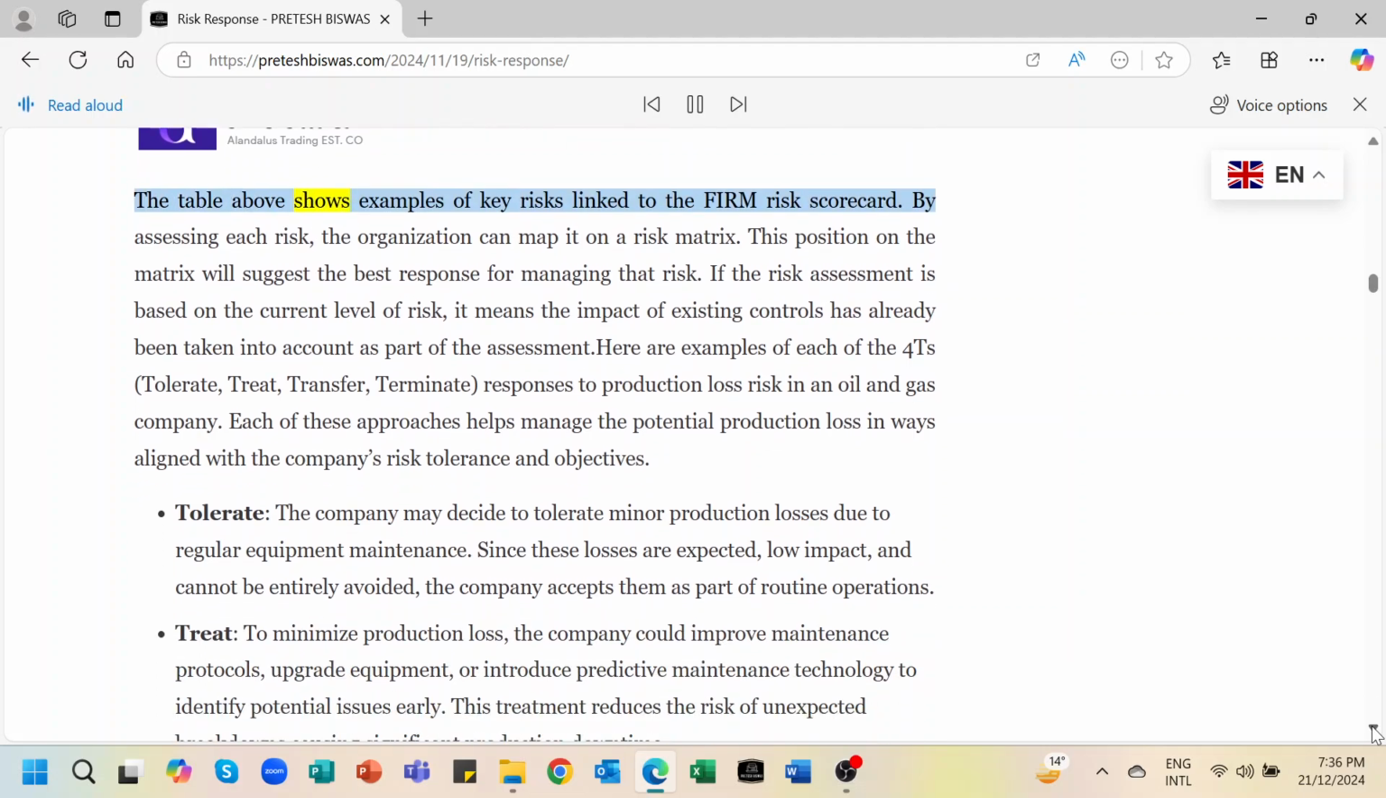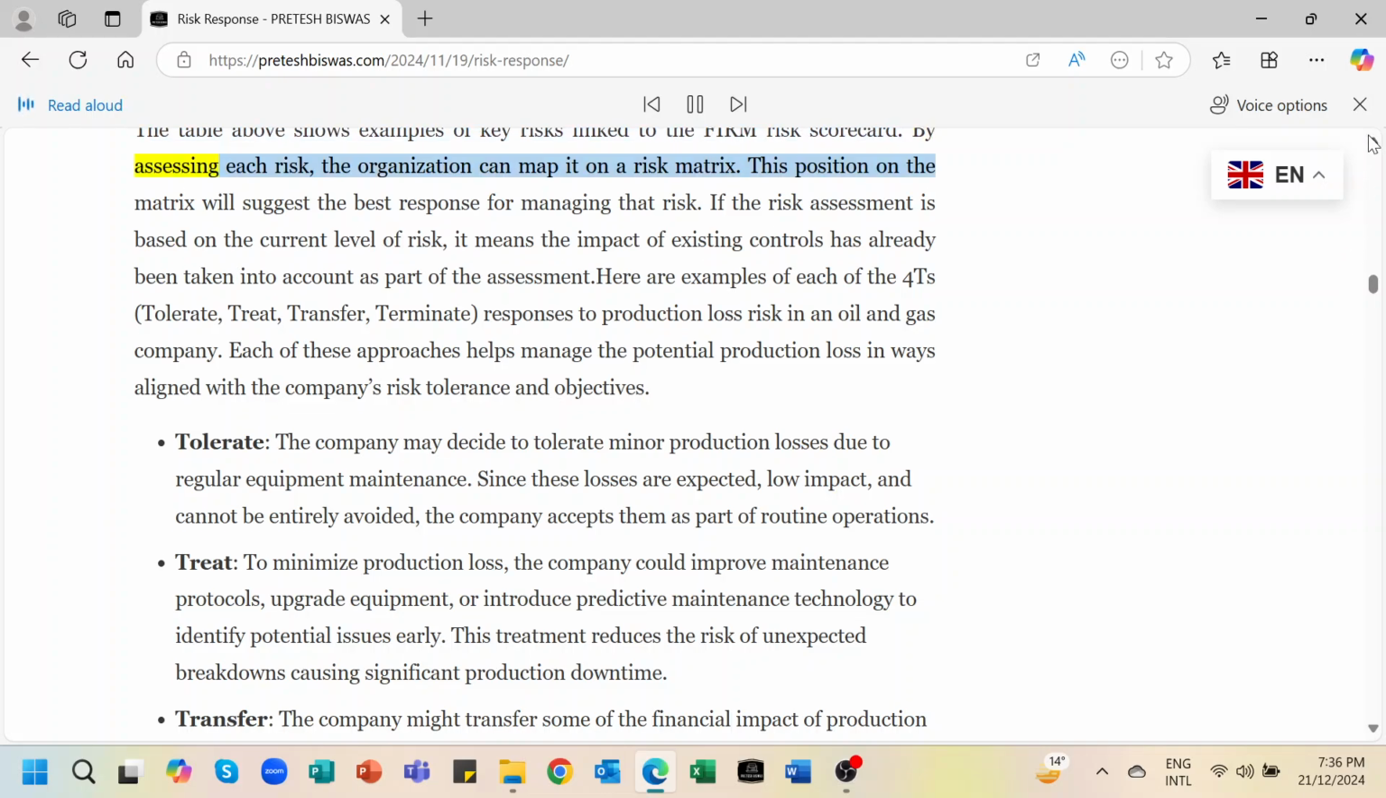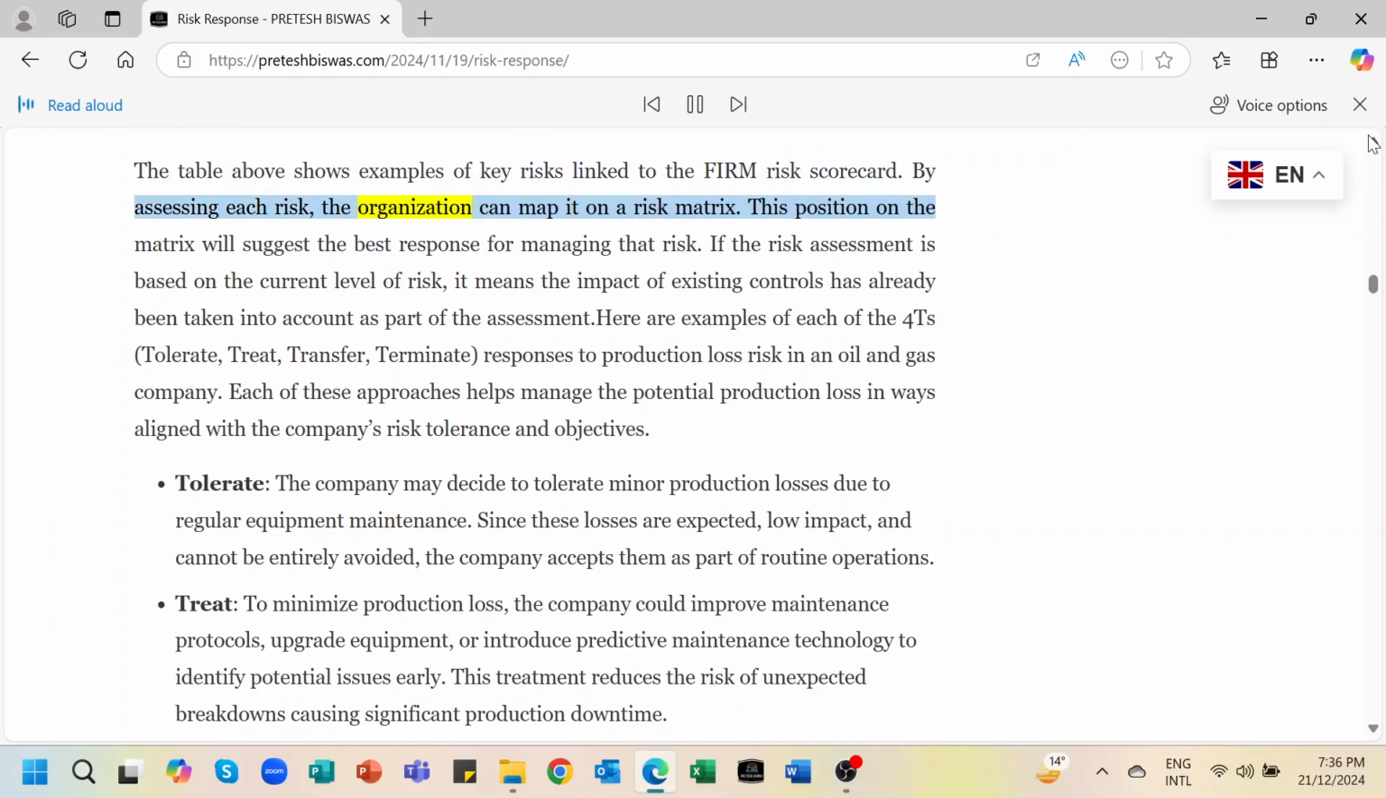The table above shows examples of key risks linked to the firm risk scorecard. By assessing each risk, the organization can map it on a risk matrix. This position on the matrix will suggest the best response for managing that risk. If the risk assessment is based on the current level of risk, it means the impact of existing controls has already been taken into account as part of the assessment.